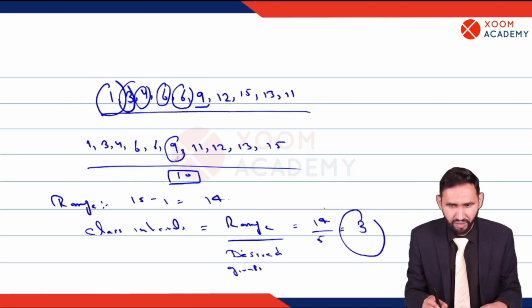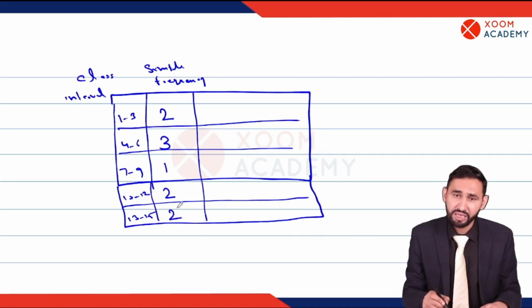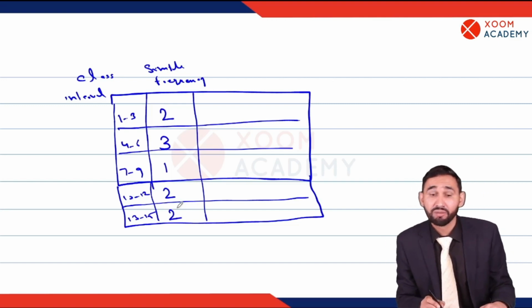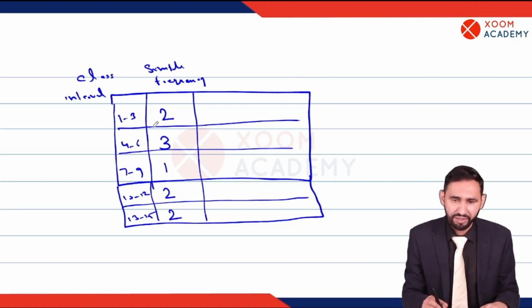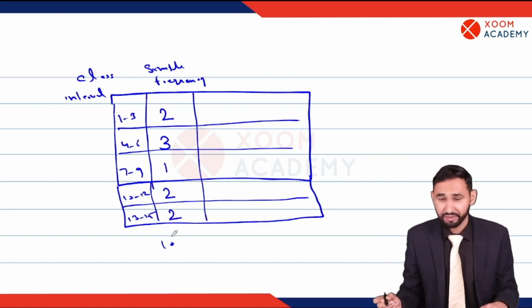Then we'll see 10 to 12. 1, 2. Its frequency is 2. Then 13 to 15. Its frequency is 2. When we calculate them, the answer should be the total number of observations, like 2 plus 3 is 5, 6, 10. So our simple frequency is correct.